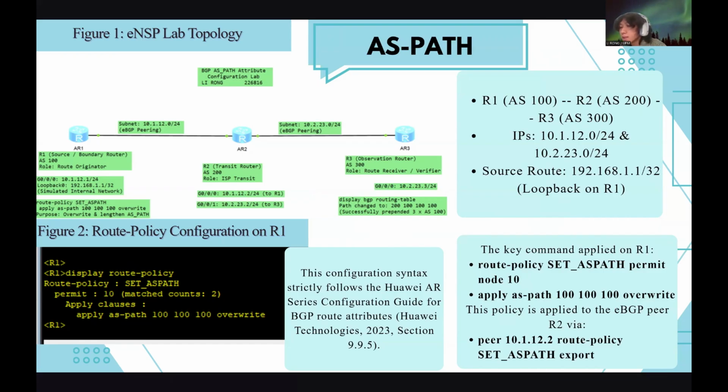Another important thing is the override keyword. This tells the router to replace the original AS path entirely, inserting 3 instances of AS 100. I then applied the policy to the outbound direction toward R2 using the peer export command. The configuration is directly mapped from the Huawei documentation to ensure that it's syntactically correct for the eNSP environment. So next, please.